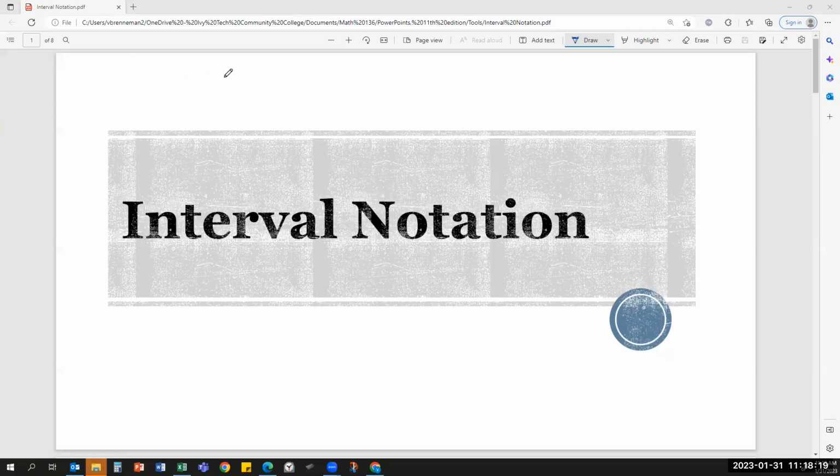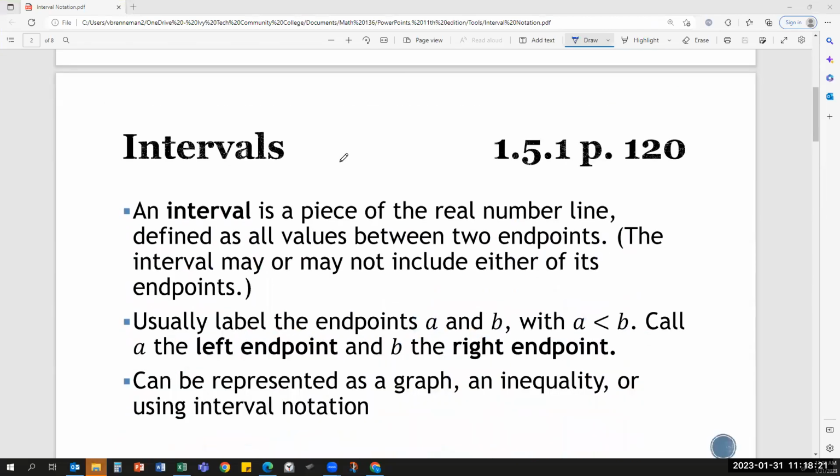Let's talk about interval notation. So first of all, what is an interval? An interval is a piece of the real number line defined as all values between two endpoints. The interval may or may not include either of its endpoints, but it includes everything in between them. We usually label the endpoints A and B with A less than B. So we have the left endpoint A, the right endpoint B.